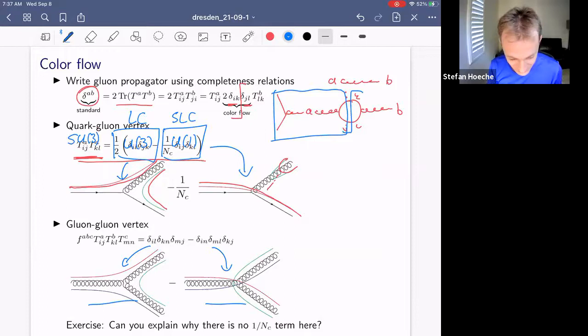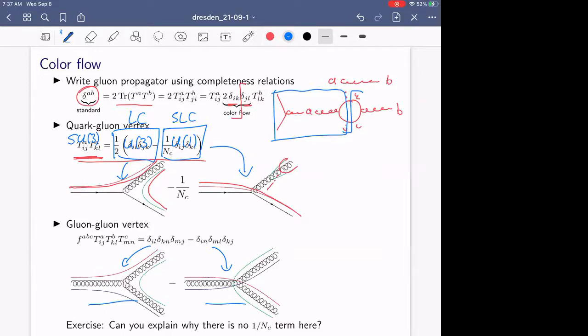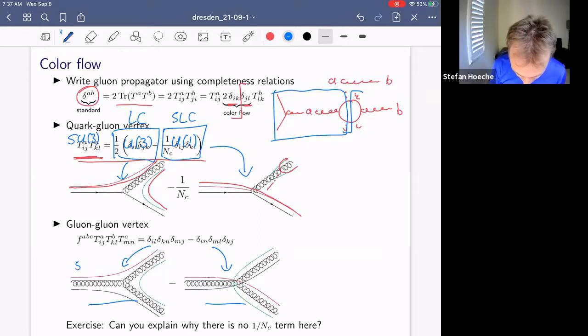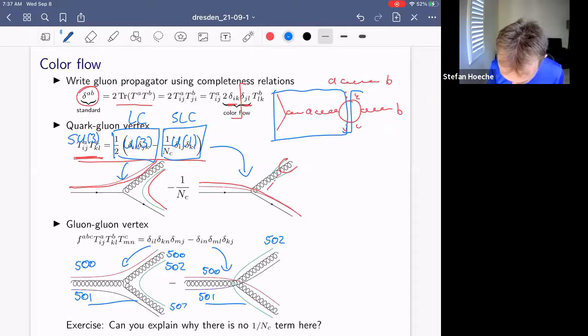Does that kind of answer the question? Yeah, thank you. Okay. But the idea is the same, right? A gluon would have two indices. Let's say this one is 500, this is 501. And then you get a new index here, which is 502. Let's say here you have 500, 501, and then you get a new index here, which is 502. So you branch this 500, 501 gluon in the left case to a new 500, 502 gluon and a 502, 501.